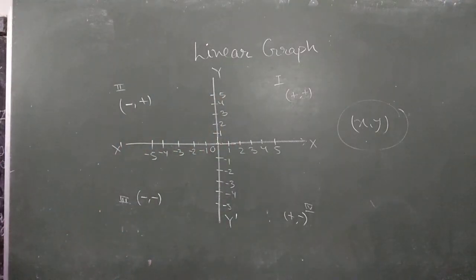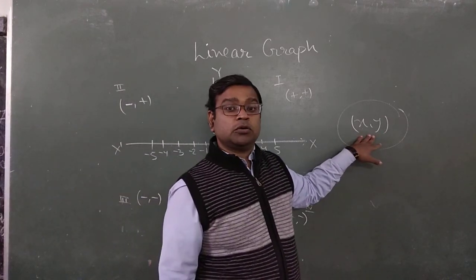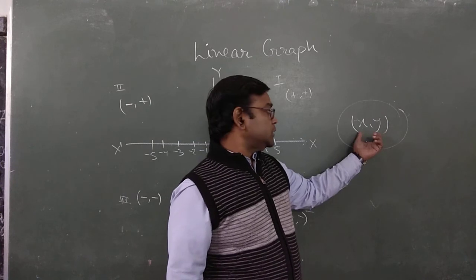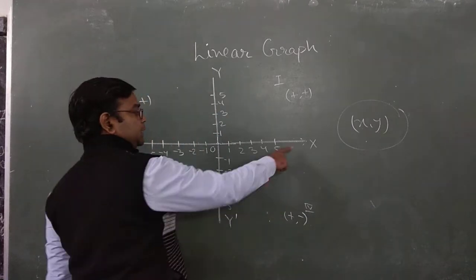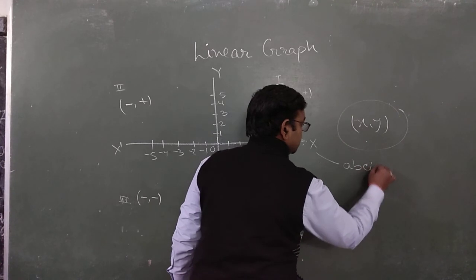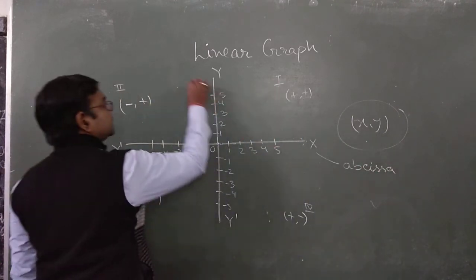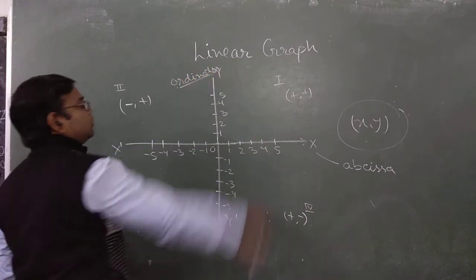That we already discussed in class 7. I'm just revising for you. This ordered pair is also known as the coordinates. How do we locate a coordinate? We use the x-axis and y-axis. As we know, the x-axis is the abscissa, and the y-axis is the ordinate.